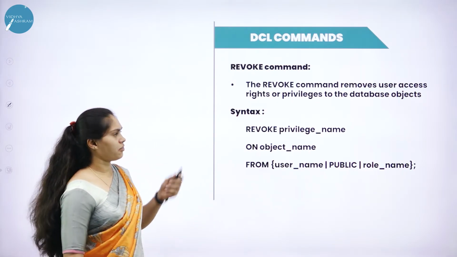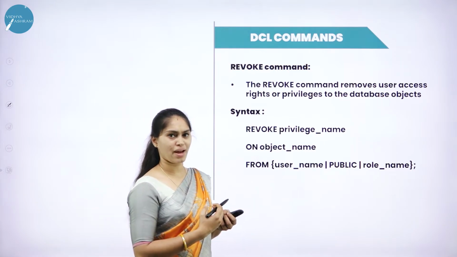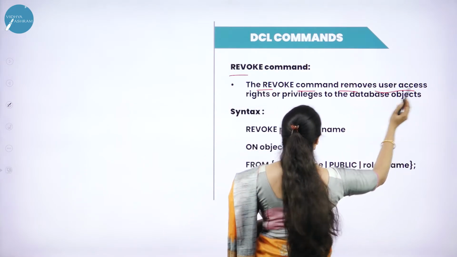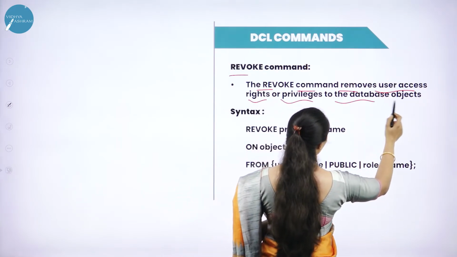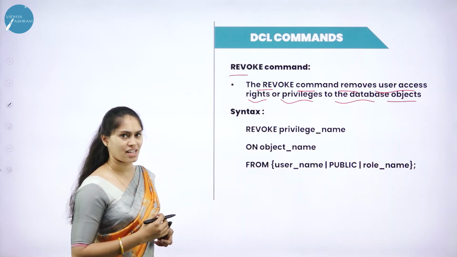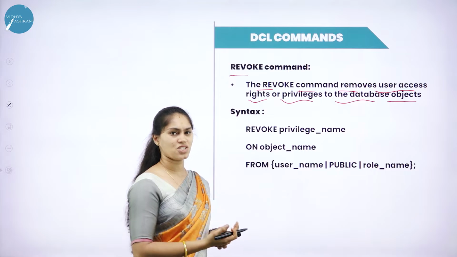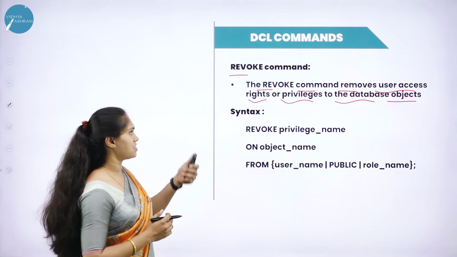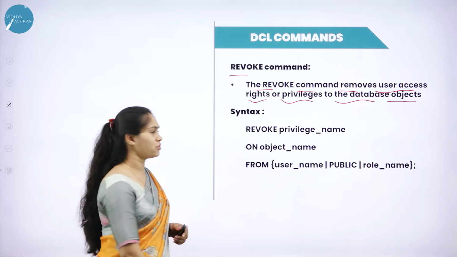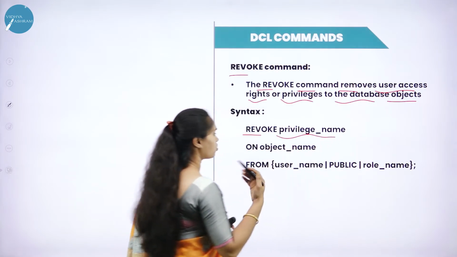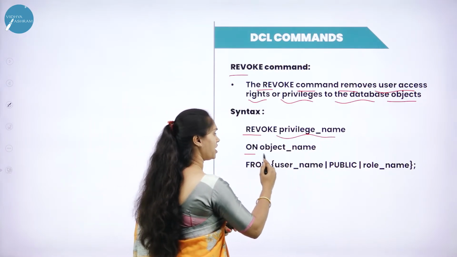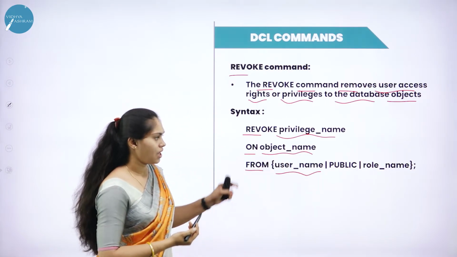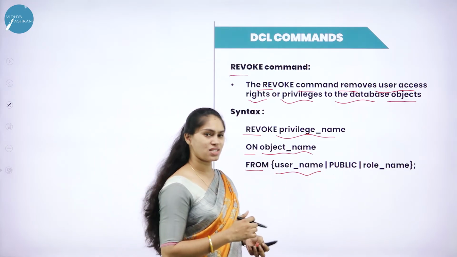We'll see about the revoke. If I am taking all this permission back, then that will be considered as what? Revoke. The revoke command removes the user access rights or privileges to the database object. So when I'm removing all those privileges from the user in order to access the content of a database, that command will be considered as what? Revoke command. How are we going to use this revoke then? Revoke privilege name. What kind of privilege am I taking? From on which object, that is the object name, and from whom we are taking. So we have to specify the username along with their role. At last, we are going to use the semicolon.